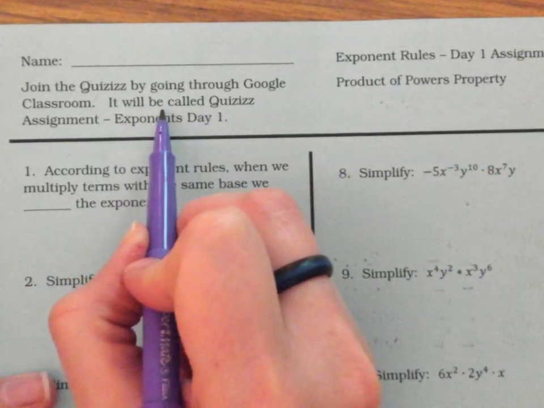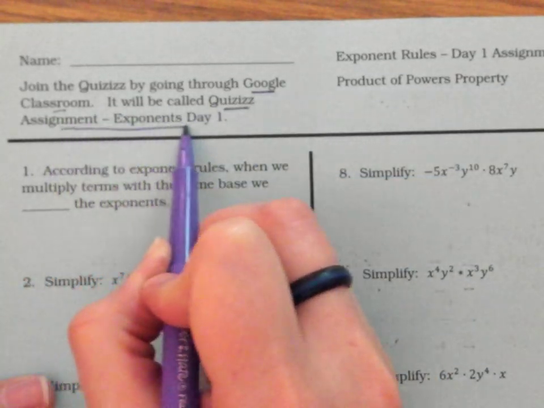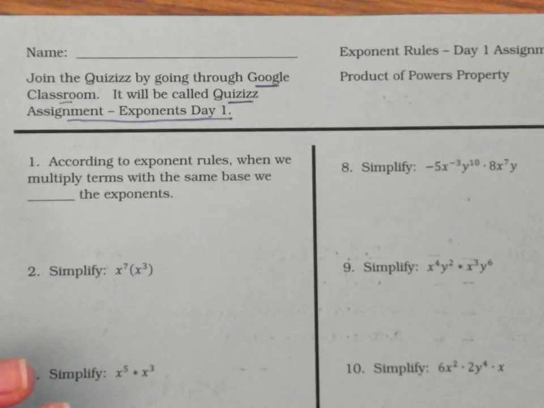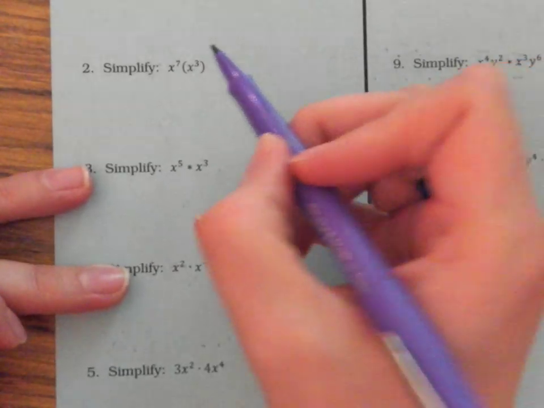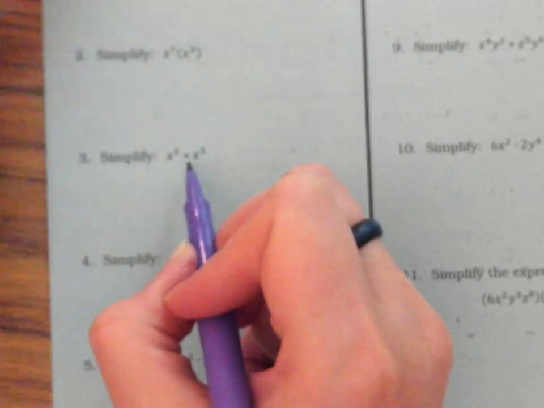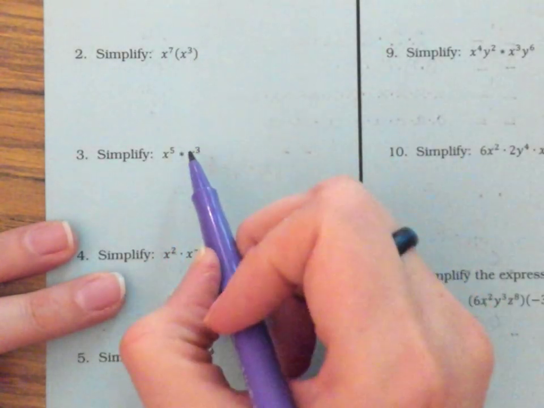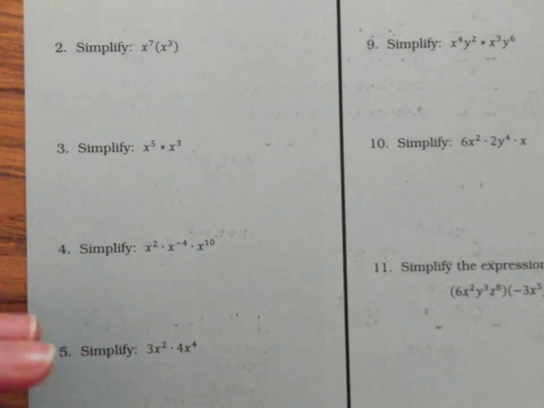And you will get there by going through Google Classroom and clicking on the quizzes, exponents day 1. It should have popped up by now if it hadn't already been there. There are 12 questions, and again, all you're doing is multiplying and adding the exponents. This little star also means multiply, okay? So you could see the multiply lots of ways, parentheses, a star, or a little dot. All of those are multiply, so do the rule that we put on front.